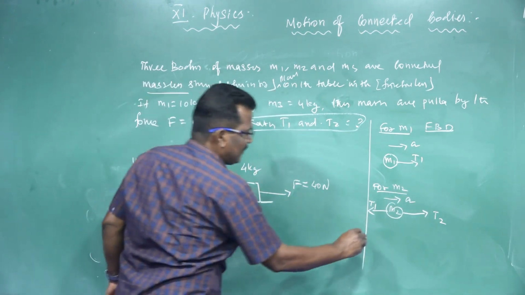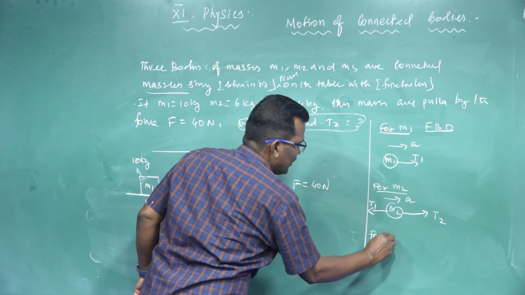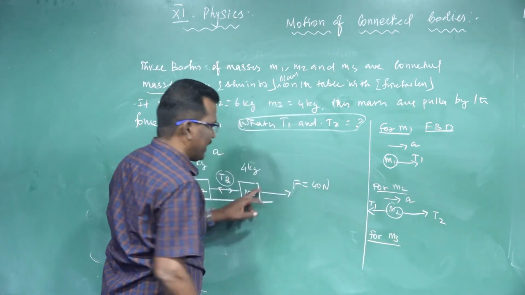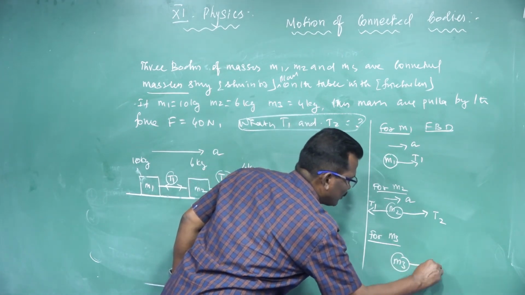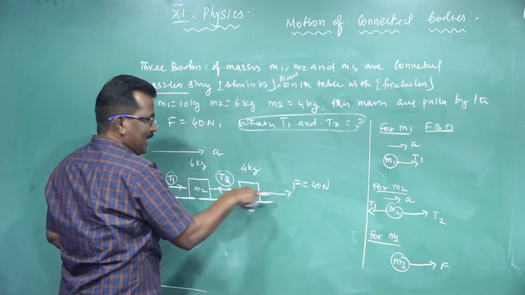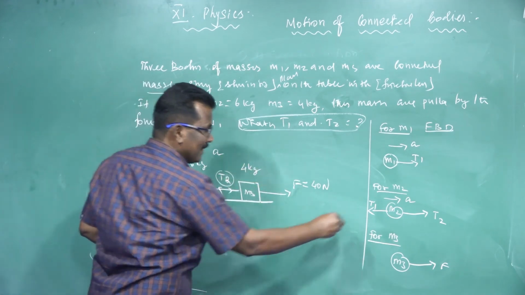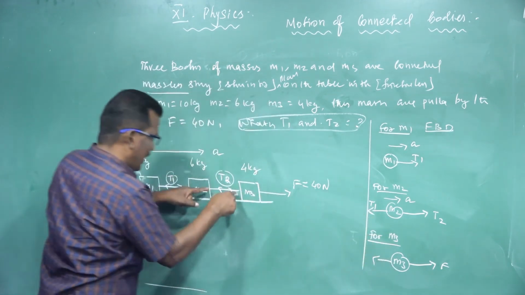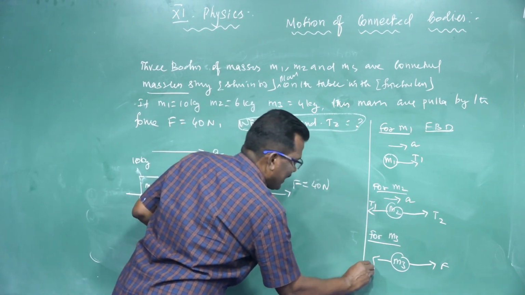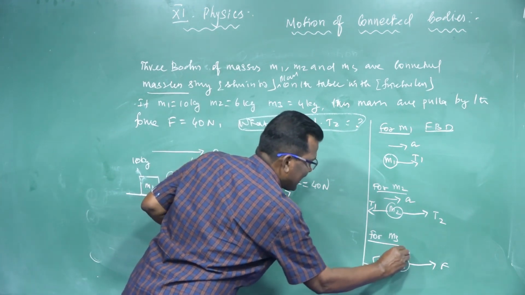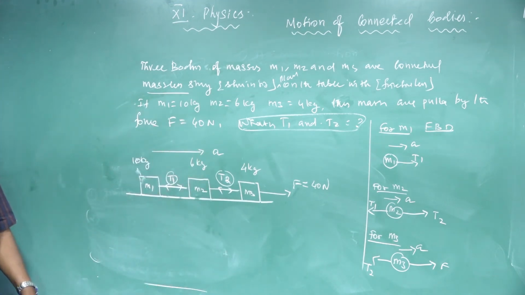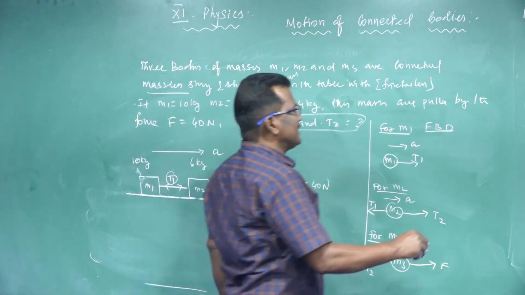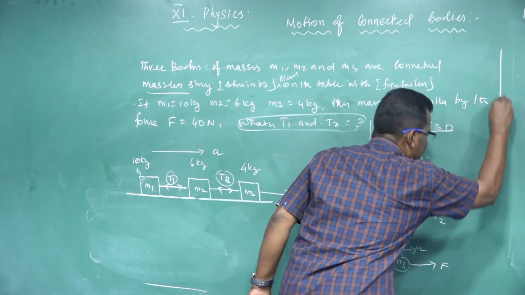Third case, for M3, force F acting along positive x-axis. T2 acting along negative x-axis, but acceleration along positive x-axis. By using this FBD, now we are going to calculate T1, T2.